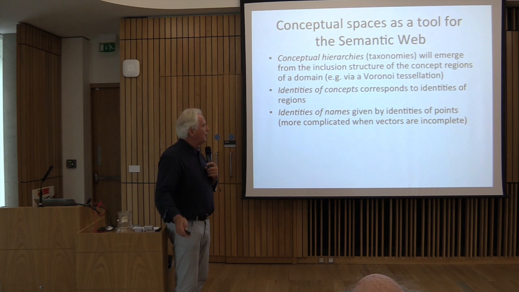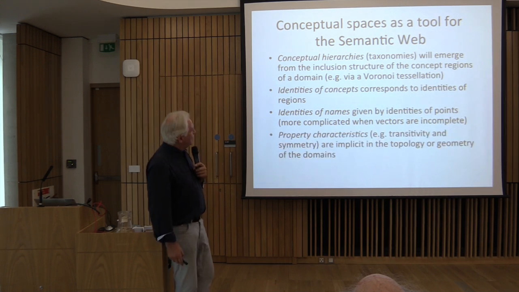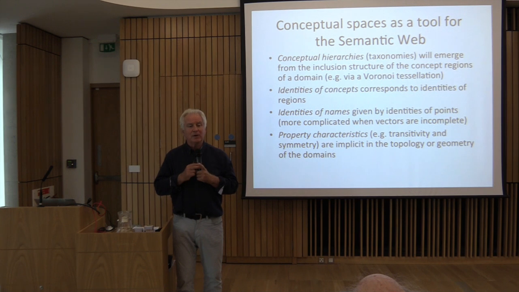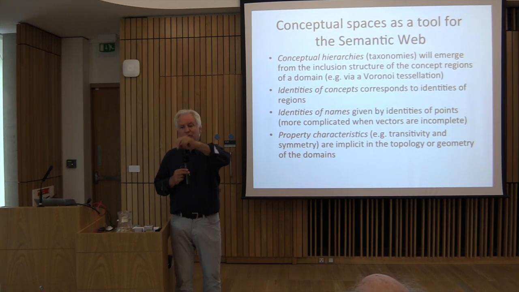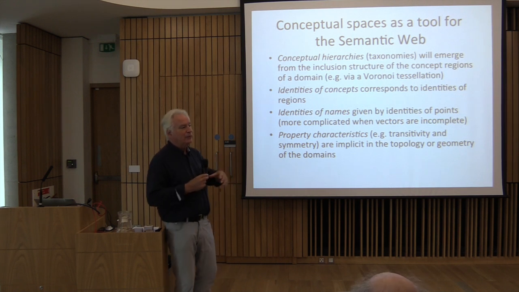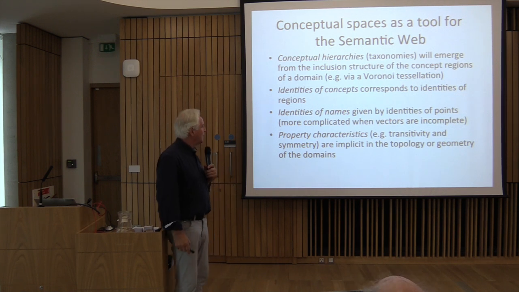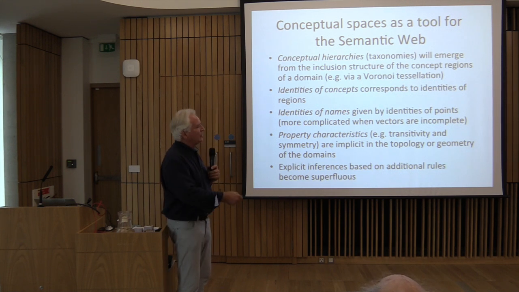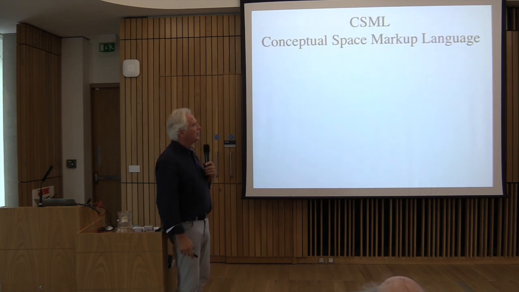When vectors are incomplete, you have a bit of a problem. Property characteristics like transitivity and symmetry are implicit. If A is longer than B and B is longer than C, then by representing them as points on a line, you immediately have that A is longer than C. So transitivity follows from the geometrical structure, or the topological structure here. You don't need the additional rules. I should have spent more time on this, I'm sorry.